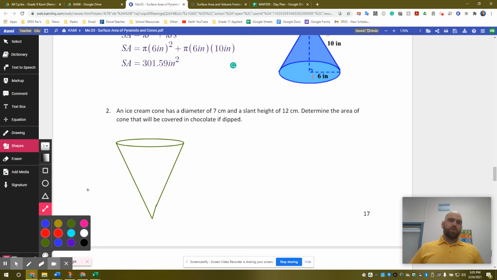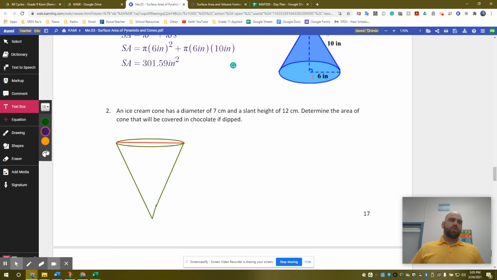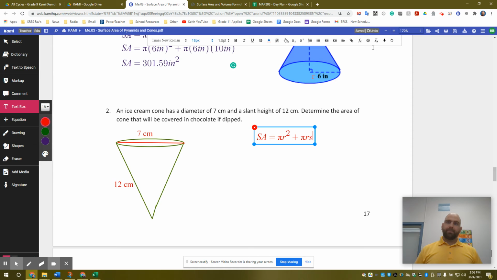Now, the one thing that we know about our cone is that we are given the diameter, and we're told that the diameter is 7 centimeters. And we're told that the slant height along the side here is 12 centimeters. Well, to find the surface area of this cone, we can use our formula. SA is equal to pi r squared plus pi rs. There's our formula. Now we know that this is our base area, this is our lateral area.